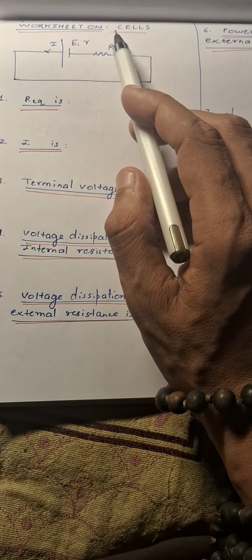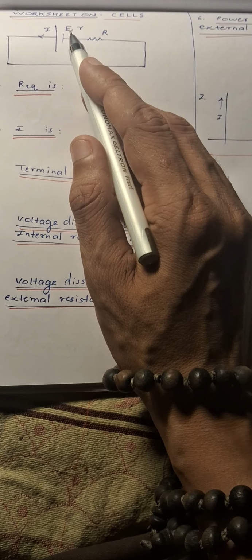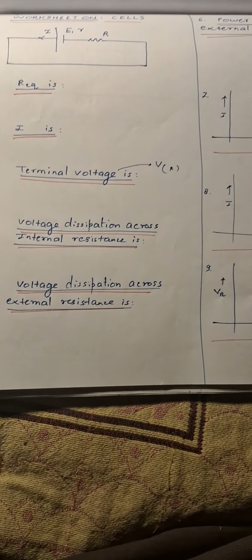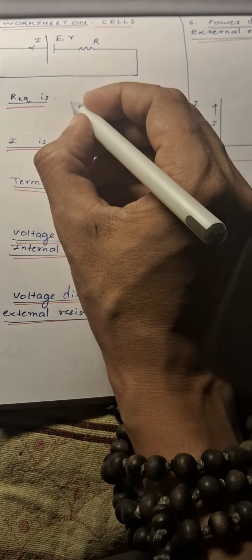Today I'm going to discuss a worksheet on cells. Here is a cell of EMF E and internal resistance r. It is connected to an external resistance R. The first question is the equivalent resistance of the circuit. Both are in series, so R equivalent will be r plus R.